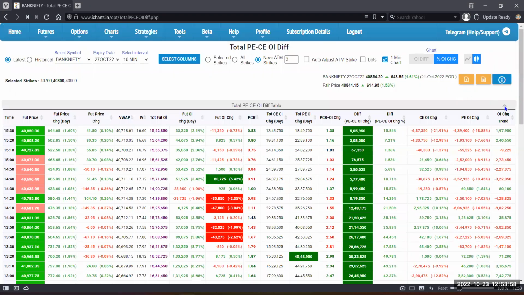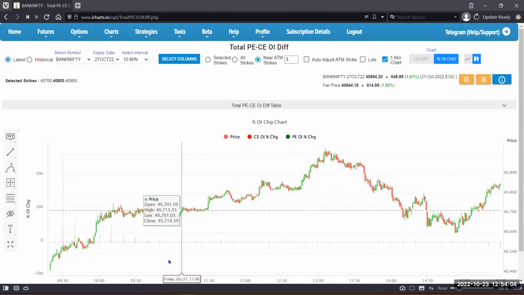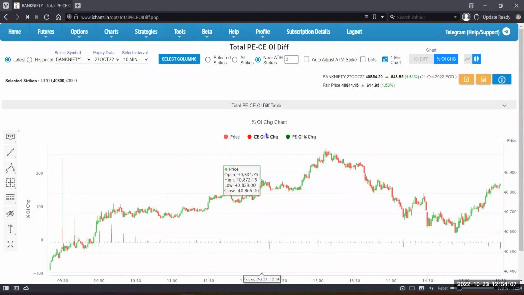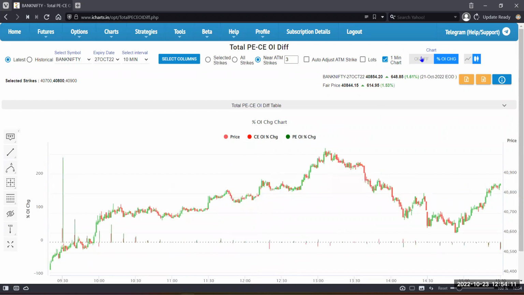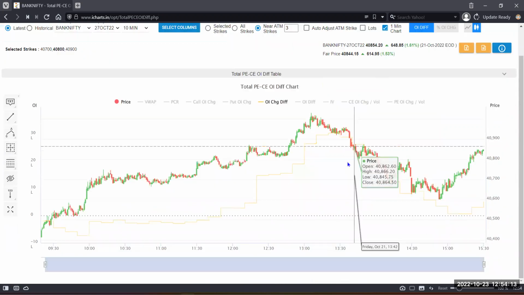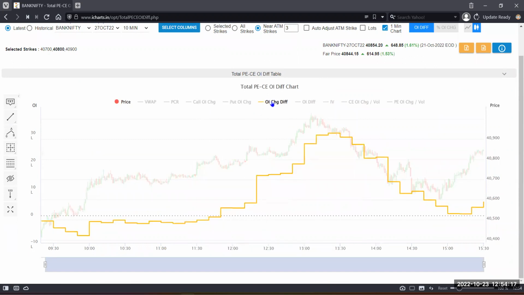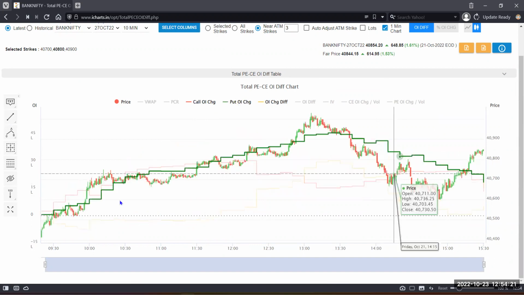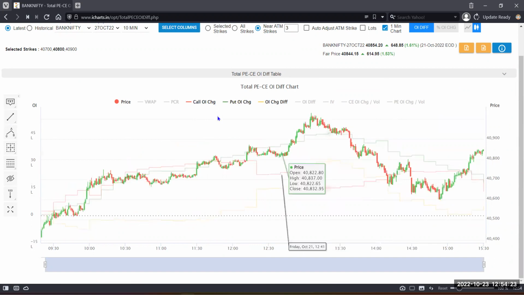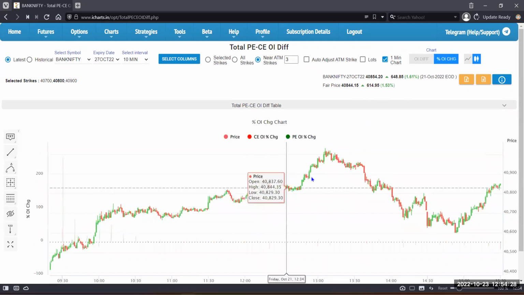Now here, this button tells you which chart you want to look at. This is the build-up and unwinding chart, where you see this build-up and unwinding happening over here. And the OI diff will allow you to look at the OI diff line and the call OI change, put OI change lines, and whatever lines you want that are available over here. So based on your preference, you can just select which chart you want.